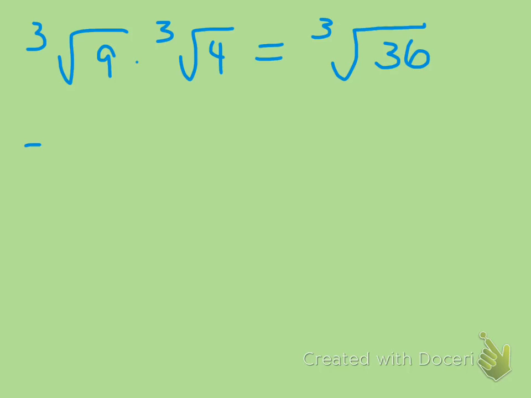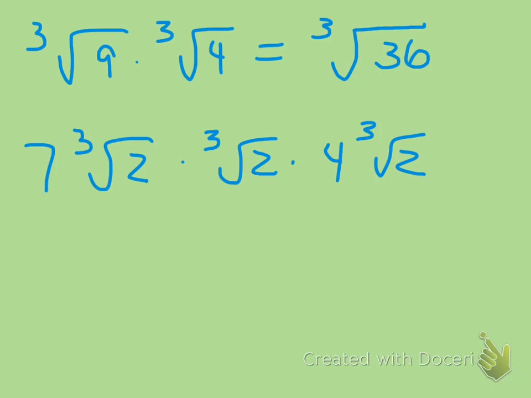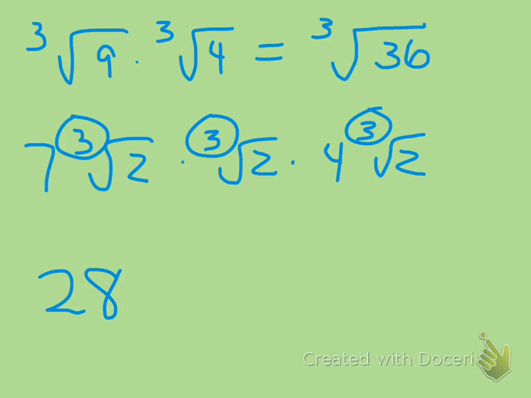How about this one? 7 cube root 2 times 4 cube root 2. 28 will be on the outside. Okay. We got a double. Triple! Do we want doubles or do we want triples? Triples. We want triples because of these cube roots, right? So it won't be square root 2. It'll just be 2. That's right. And then that equals 56. Yes.